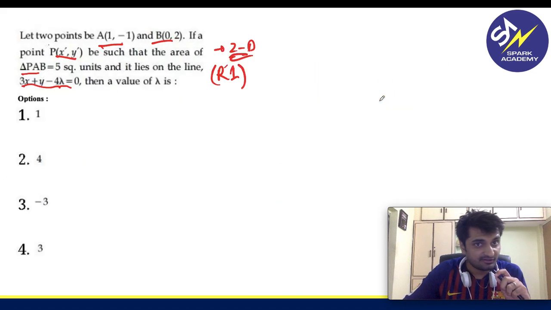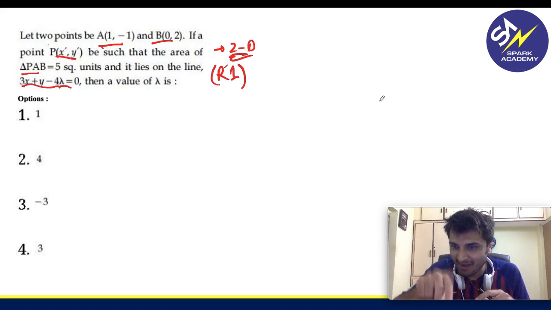Round 2. This is round 1. So how do you mark? So you have to click on the mark for review button.